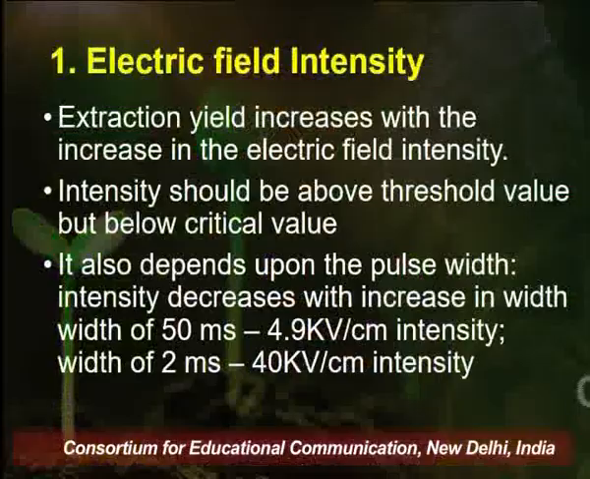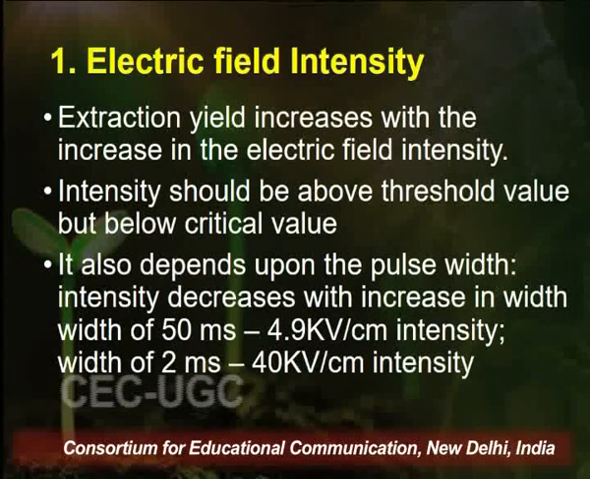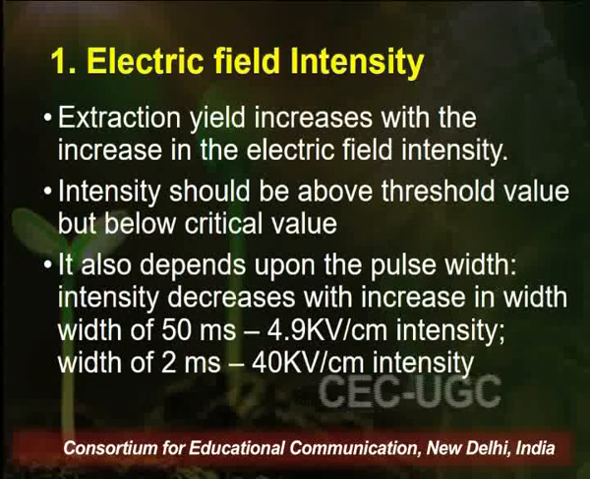Now the intensity of the electric current also depends upon the width of the pulse, and width of the pulse means the time taken by one complete pulse to pass through. And it has been seen that the intensity of the electric field decreases with the increase in the width of the pulse. Say for example, if the width of the pulse increases to 50 milliseconds, then the intensity of the electric field decreases to 4.9 kilovolt per second. Whereas if we decrease the width of the same pulse to 2 milliseconds, then the electric intensity increases to 40 kilovolt per centimeter. So this is how the width of the pulse impacts the intensity of the electric current.